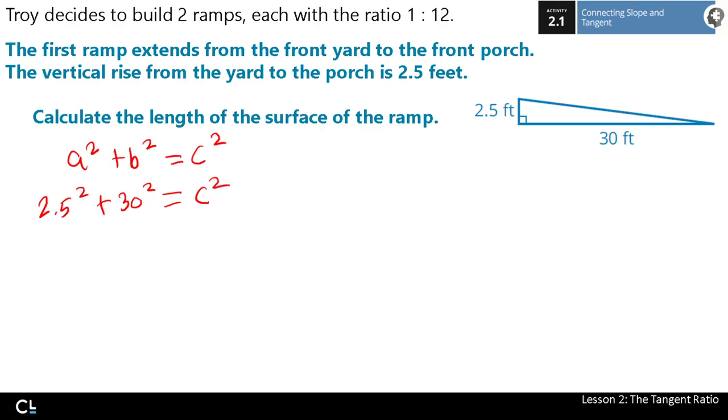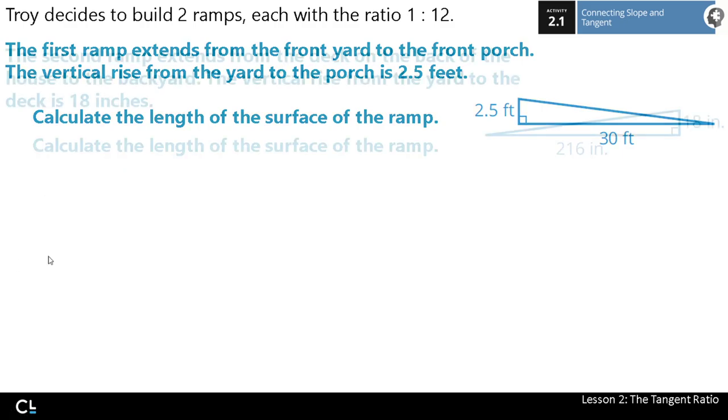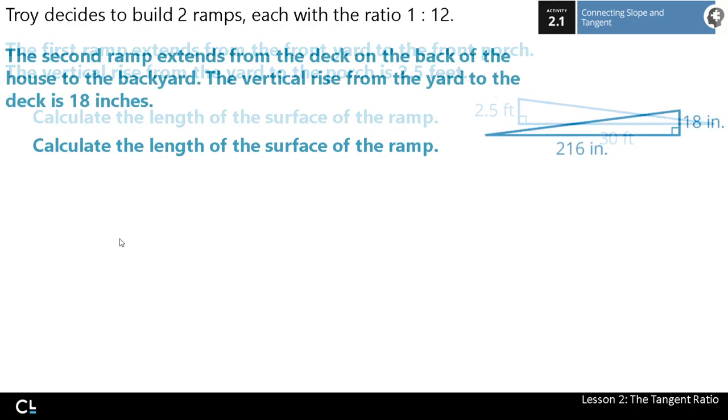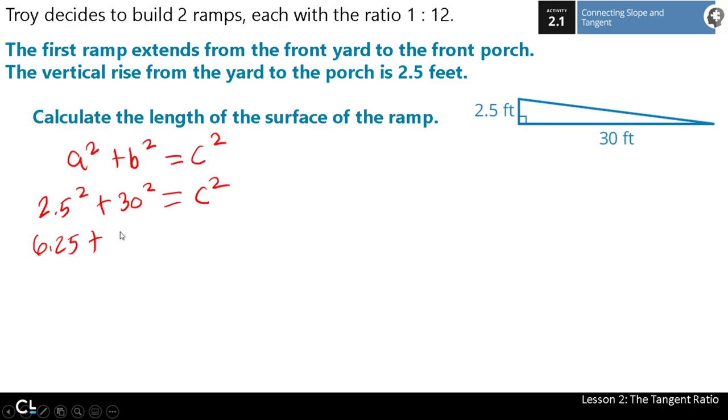So once again, go to your calculator. 2.5 squared gives me 6.25. Whoops, sorry about that. Gives me 6.25 plus 30 squared will give me 900. Oh my God, it keeps doing this. 900 equals c squared. And then we just add these. It's going to give me 906.25 equals c squared.